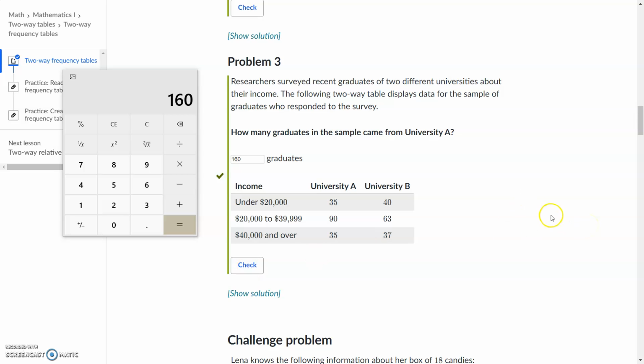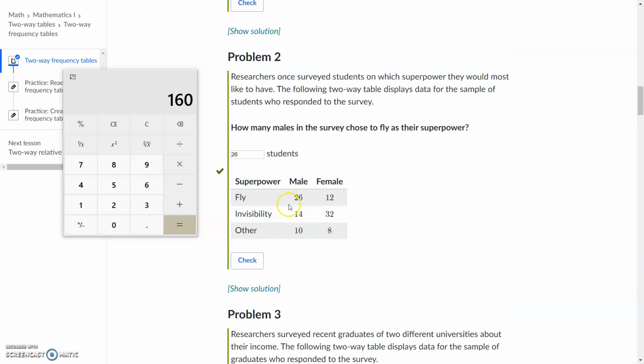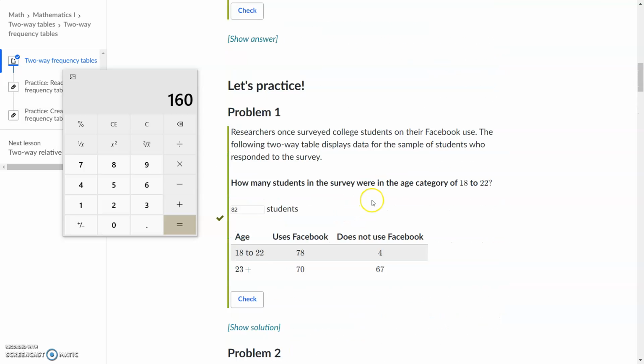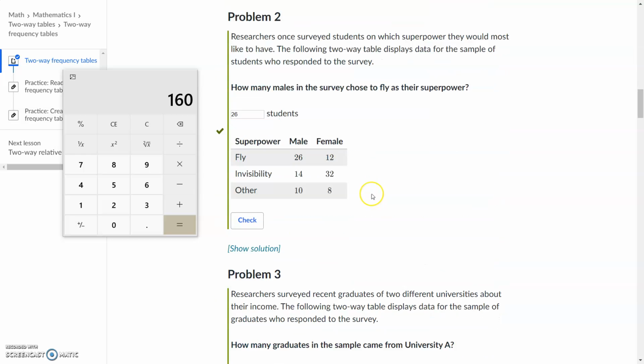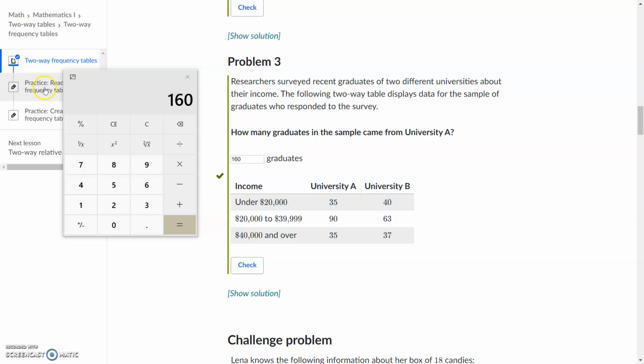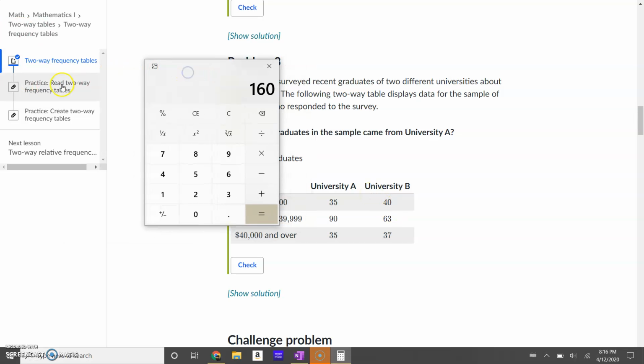Okay. So this is how you read two-way tables. Your answers can either come from column totals, like we just did. It can come from a row total, or it could be one of the numbers in the box itself. So go and try the homework, this one right here. Read two-way frequency tables. If you have any trouble, I'll post a few more problems to help you.